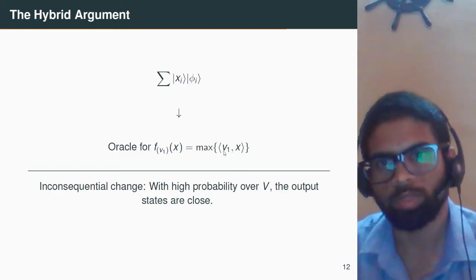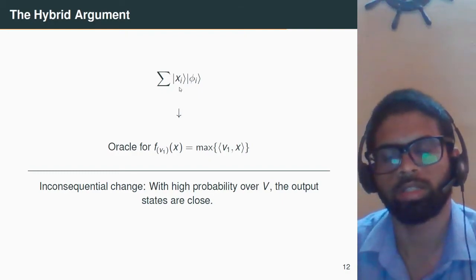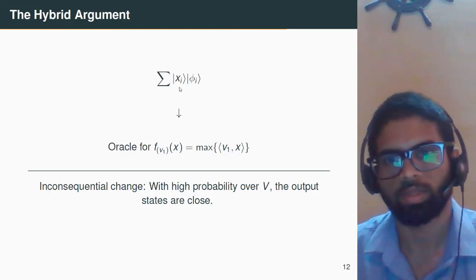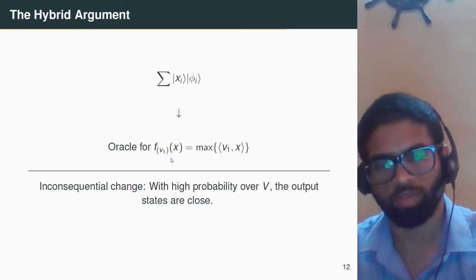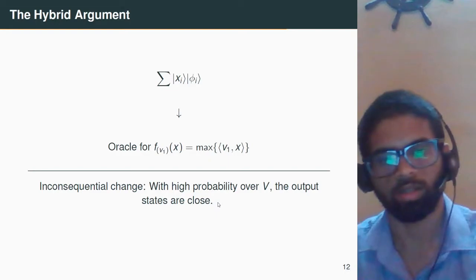So for most of the inputs in the superposition, they're not going to notice a difference whether I use the original oracle or this modified oracle. And so the output state after going through this modified oracle is going to be very close to the output state if it had gone through the original oracle.